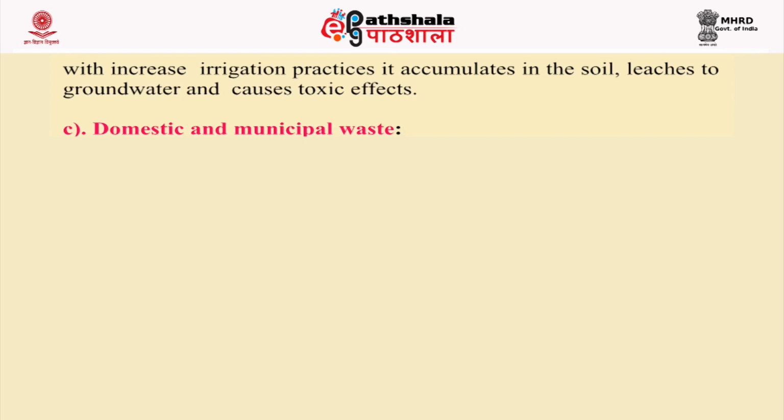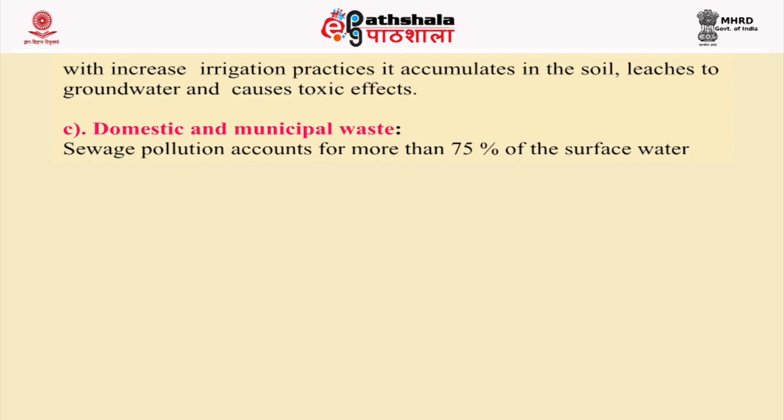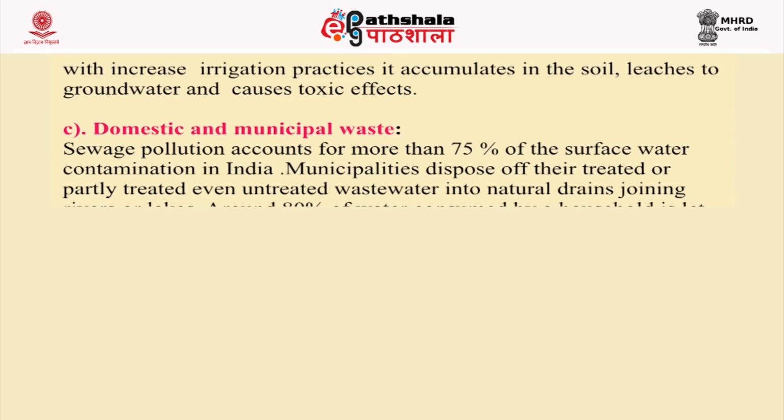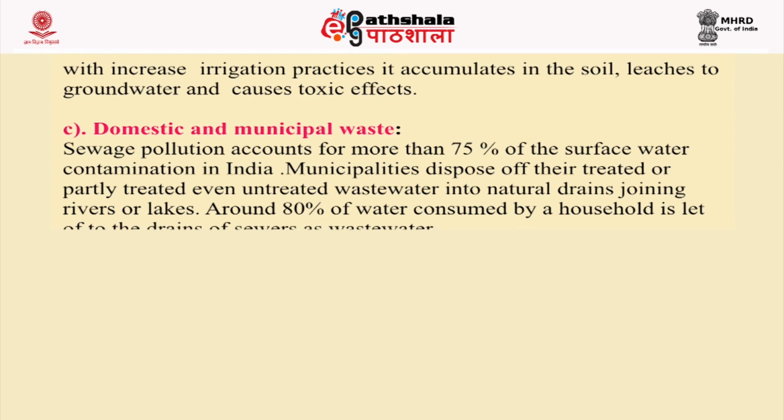Third factor is domestic and municipal waste. Sewage pollution accounts for more than 75% of the surface water contamination in India. Municipalities dispose of their treated or partially treated and even untreated wastewater into natural drains joining rivers or lakes. Around 80% of water consumed by a household is let off to the drains or sewers as wastewater.